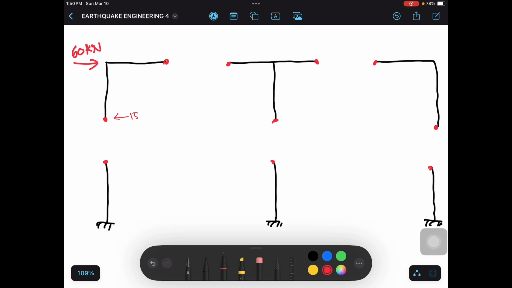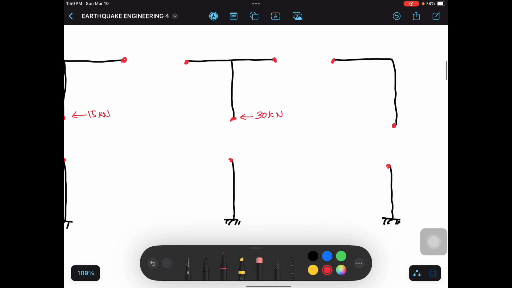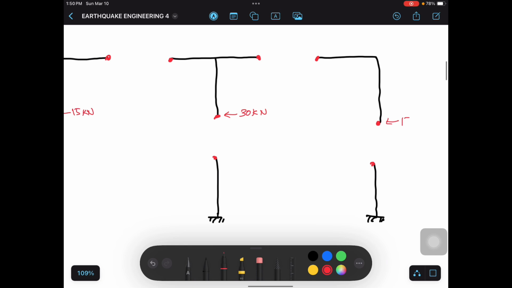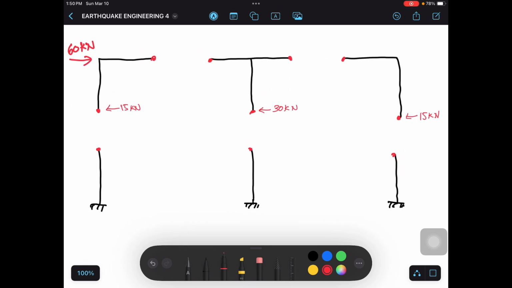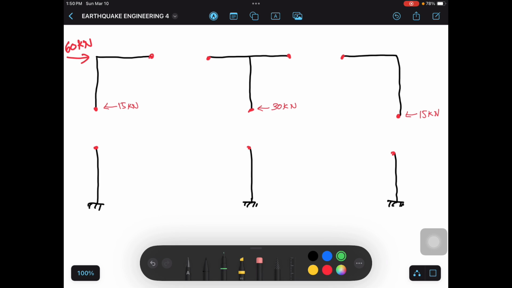Ito yung nakuha natin, 50 kilonewton na distribution. Dahil external column, then internal column will get 2 parts, and then external column will only have 1 part. Kaya ayan yung distribution natin. Now, ano yung mga nakuha natin? When we evaluated segment, lagay natin yung mga segment. This is segment A. Then joint 1, 2, 3, 4, and 5.